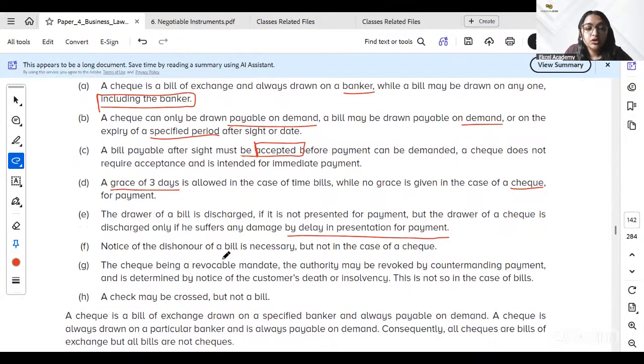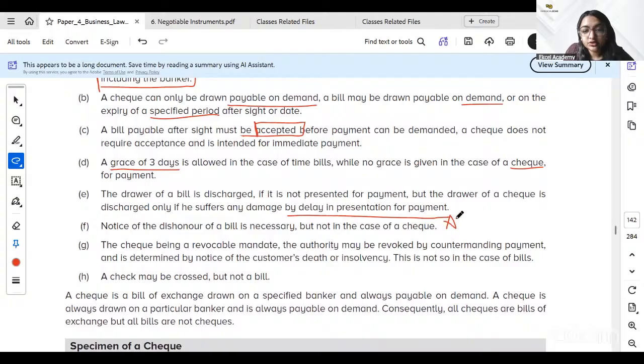Notice of the dishonor of a bill is necessary, but not in case of your check. A check being a revocable mandate, the authority may be revoked by countermanding your payment and is determined by notice of the customer's death or insolvency. A check may be crossed but not a bill. So we will also get to understanding the crossing of a check.